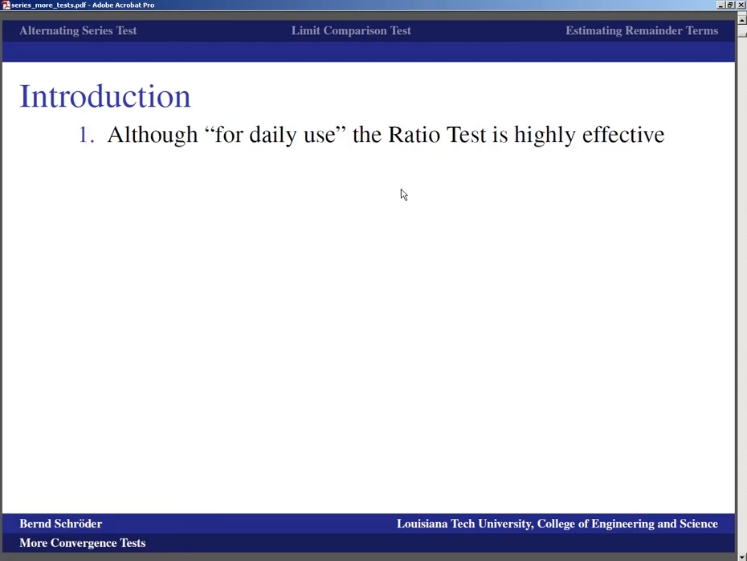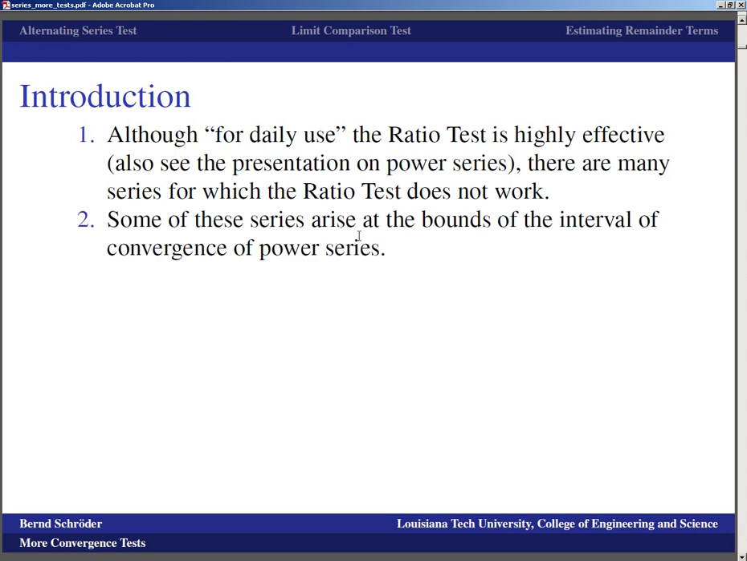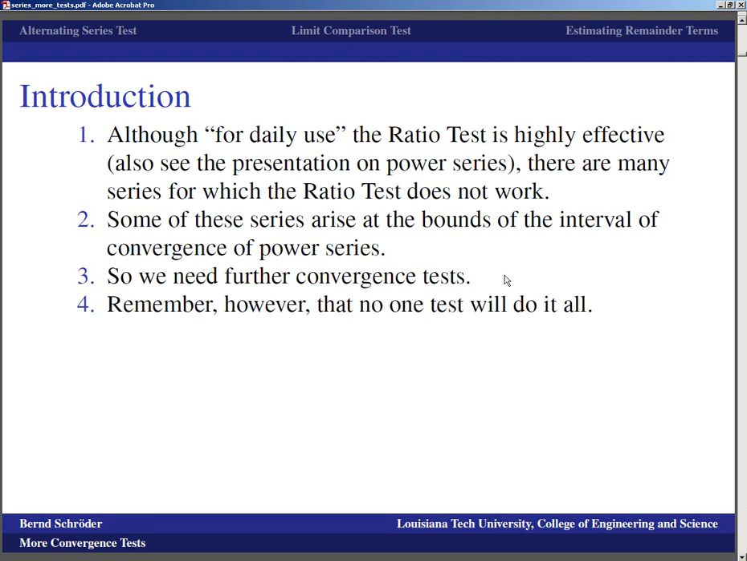So, for daily use, the ratio test really is highly effective, and that is also something that we can see in the presentation on power series. But there are many series for which the ratio test does not work. And some of these series arise, for example, at the bounds of the interval of convergence of power series, and that means we need further convergence tests if we want to know more details about power series, or about series that come up in other contexts.